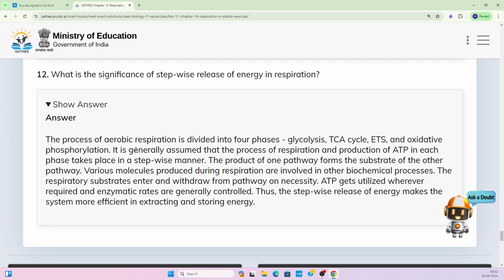Okay. So with this, we have completed the NCERT exercise solutions of this chapter.